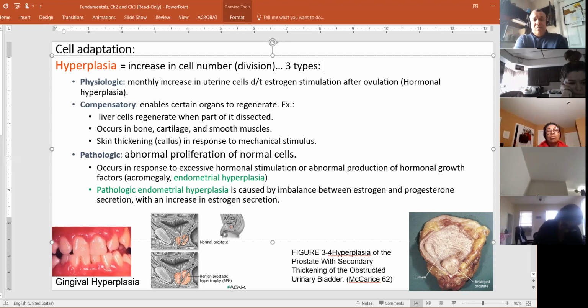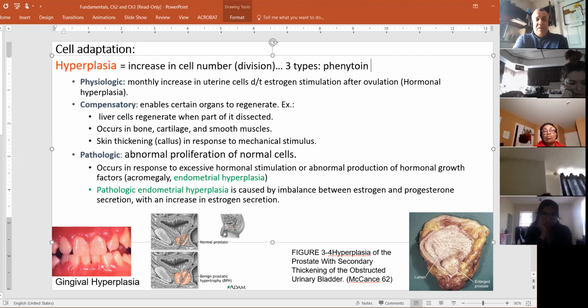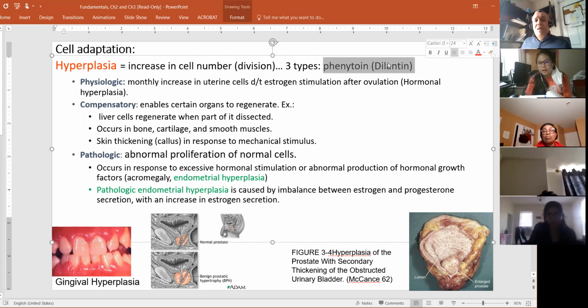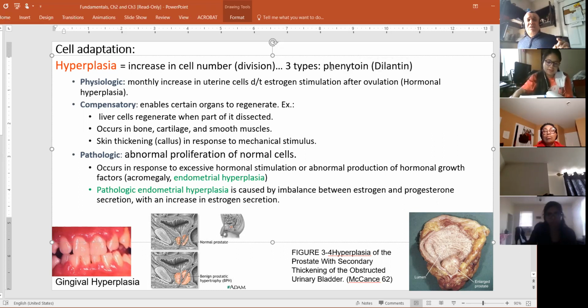So you give phenytoin, Dilantin. Why would I include two names here? Phenytoin and Dilantin. One is the component, and the other one is the trade name. Generic, yeah. So phenytoin is the generic name.